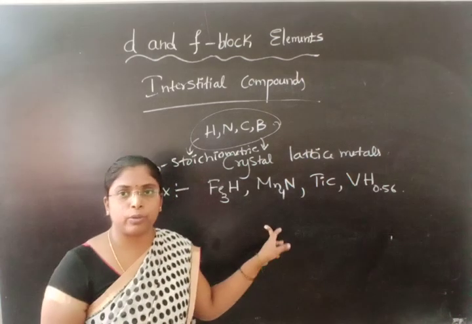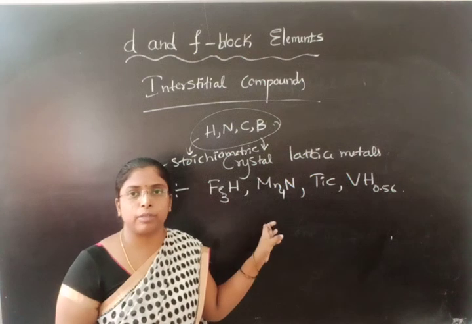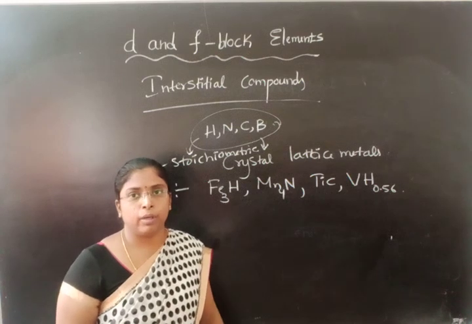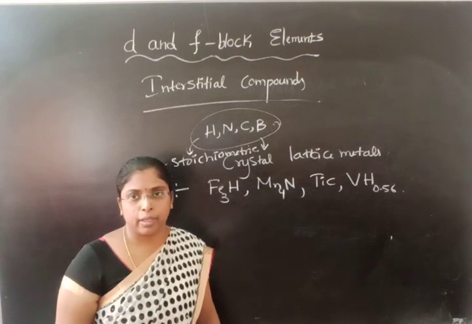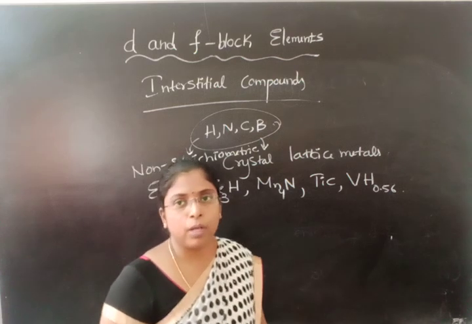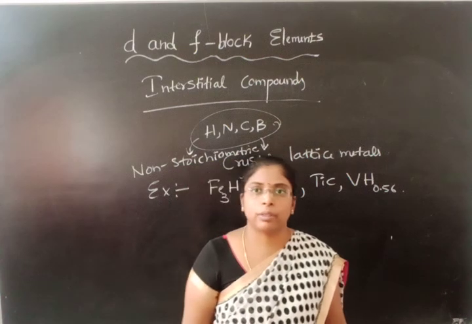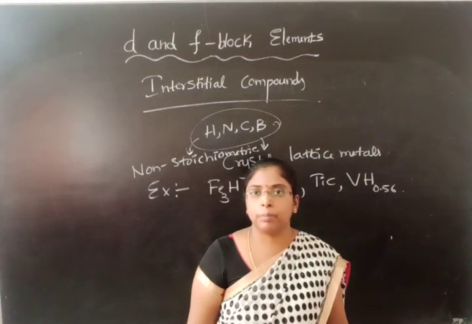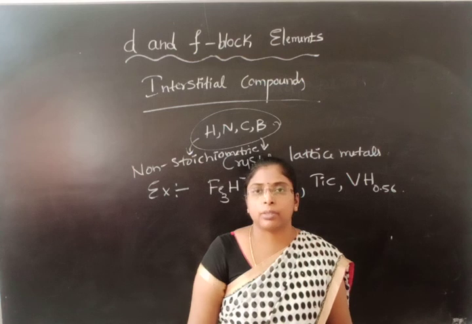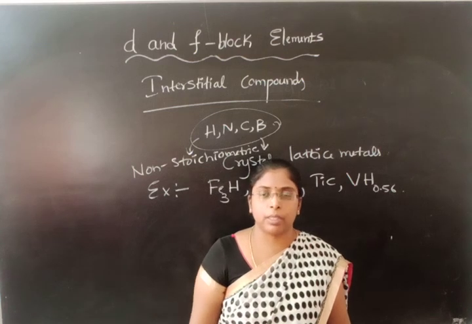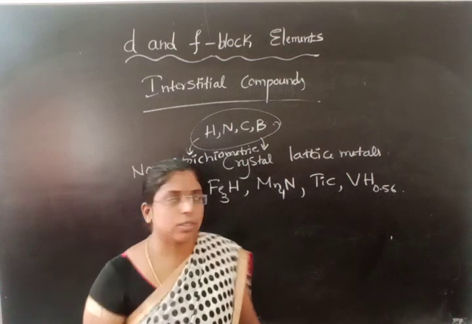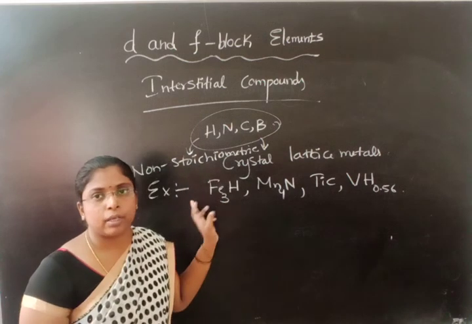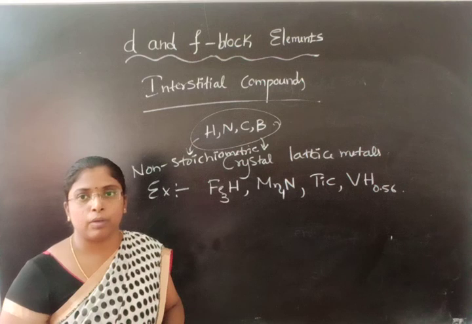In the exam you get 2 marks: 1 mark for the definition and 1 mark for the example. What are interstitial compounds? Give one example. Small elements like hydrogen, nitrogen, carbon, boron are trapped into the crystal lattice of metals and form interstitial compounds. These are non-stoichiometric, neither ionic nor covalent.